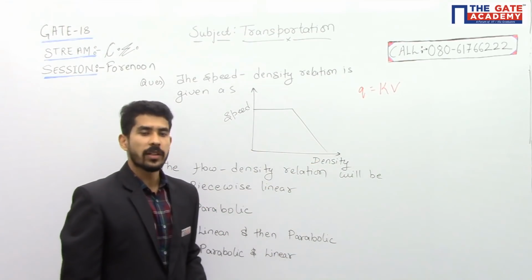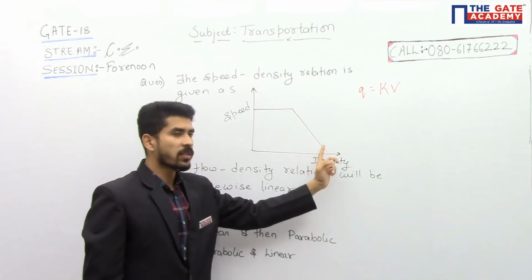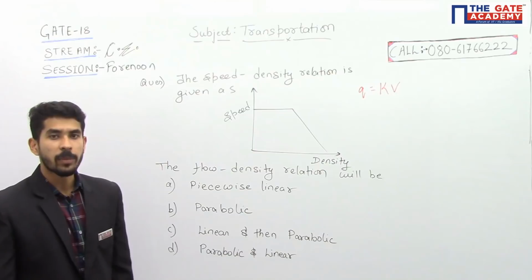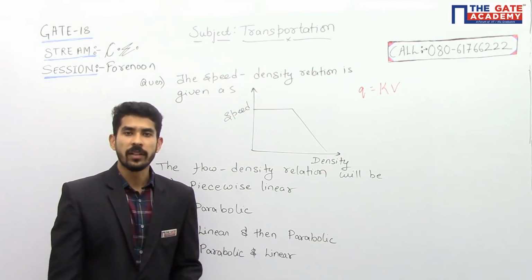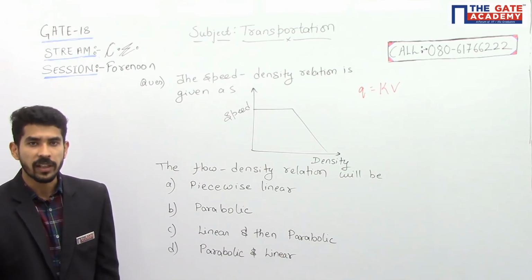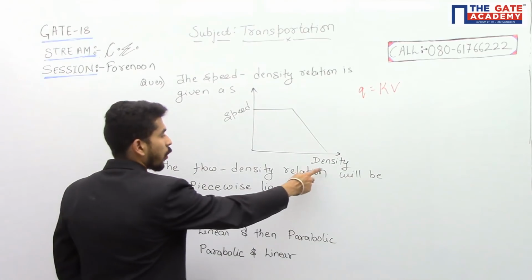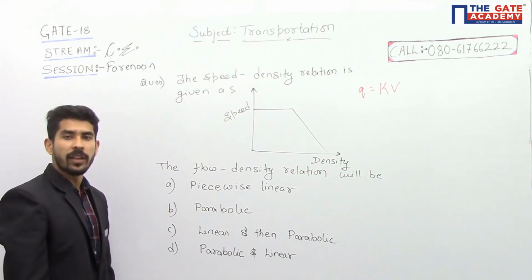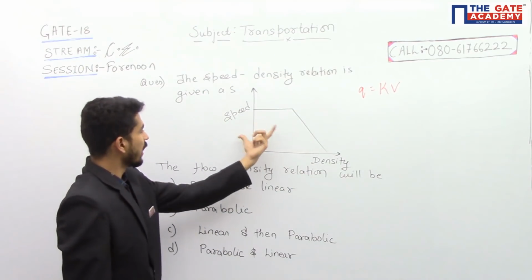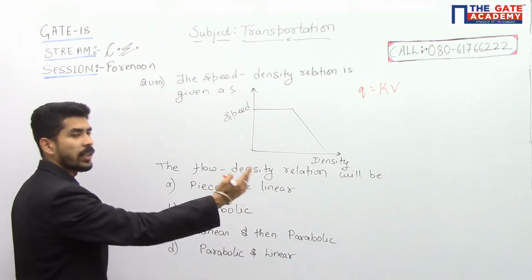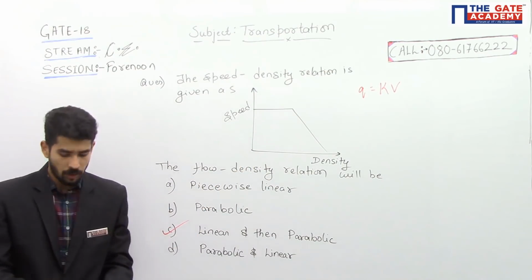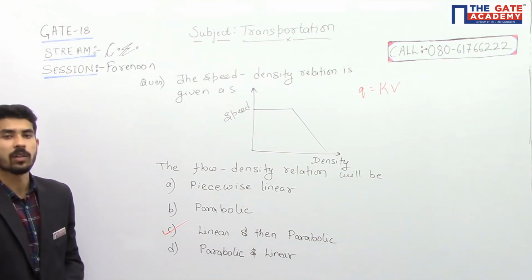Next, in the next phase, the speed is decreasing and density is increasing. That means it is approaching the jam density, and when it is approaching the jam density, your flow will also decrease. We know that for density and flow, we have a parabolic relation. So, according to this variation, initially it will be linear and then the variation will be parabolic. So, option C is the correct option for this particular question.